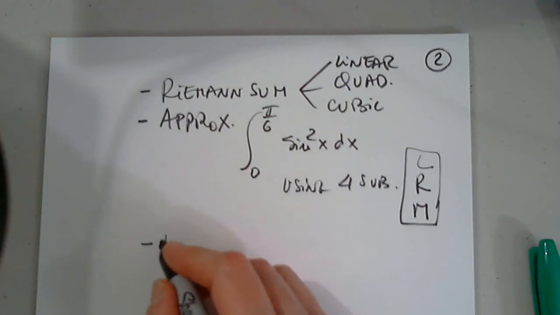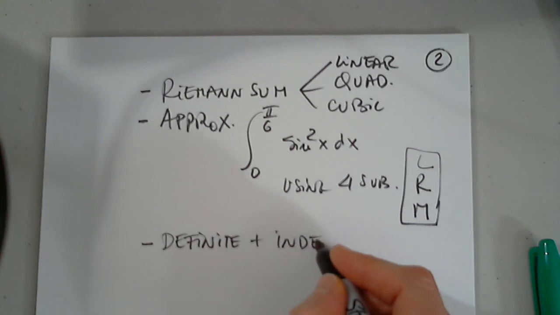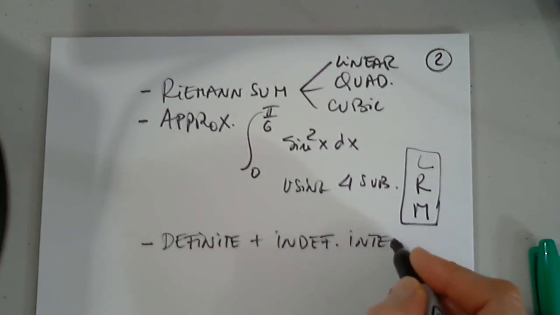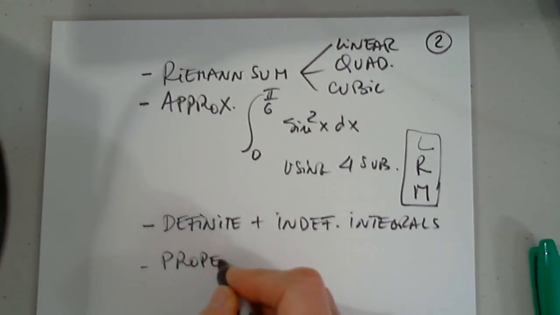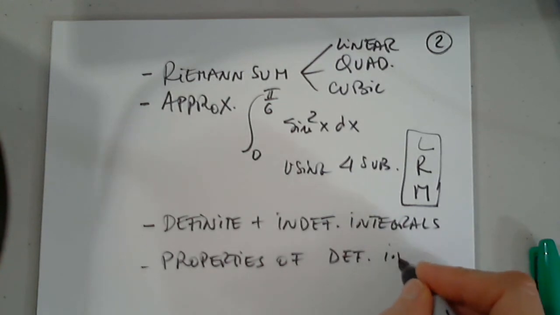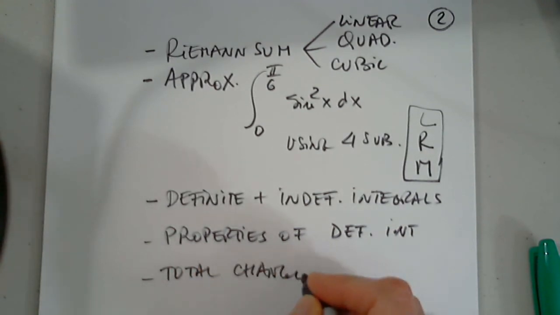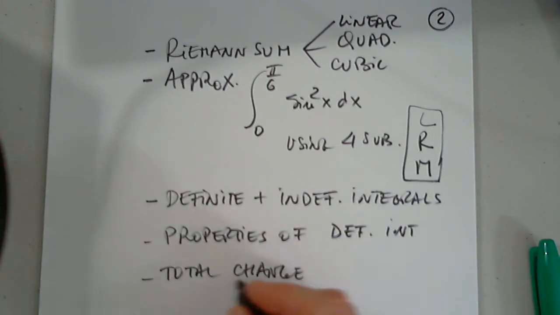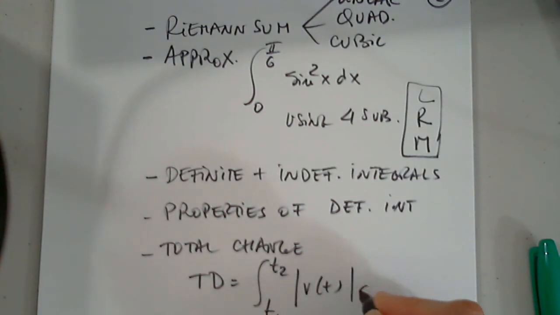Next, definite and indefinite integrals. Properties of definite integral. Total change. Like, for example, the total change could be the total distance: the integral from t1 to t2 of the absolute value of v of t dt.